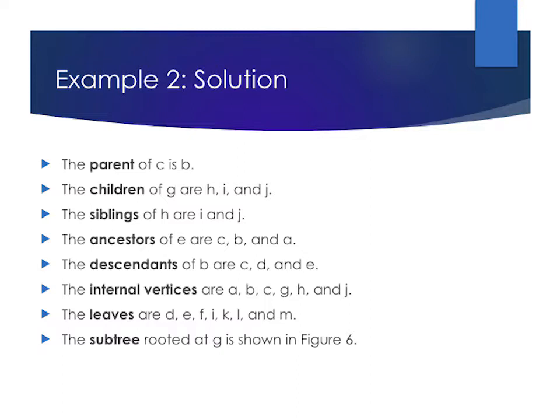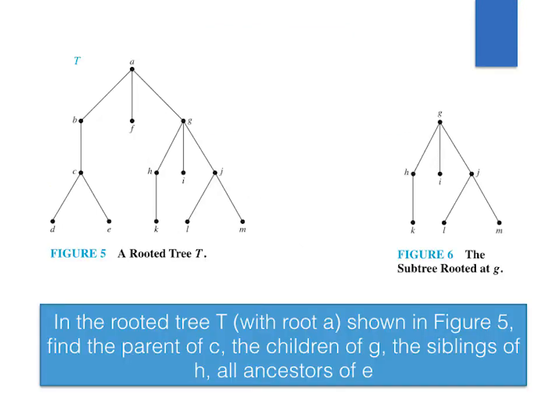The descendants of B are C, D, and E. The internal vertices are A, B, C, G, H, and J. The leaves are D, E, F, I, K, L, and M. The subtree rooted at G is shown in Figure 6. Rooted trees with the property that all of their internal vertices have the same number of children are used in many different applications.